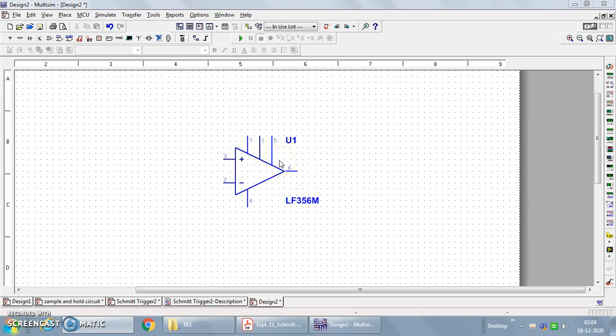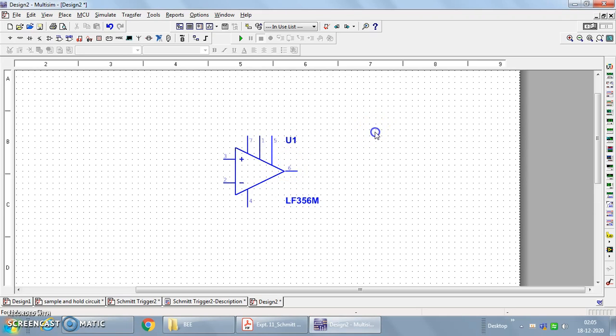Pin number 5 is again an offset null pin, which is used to remove the offset voltage and balance the input voltage. Then at pin number 7 is the positive supply input and at pin number 4 is the negative supply input. At these two terminals we apply supply voltages equal in magnitude and opposite in direction. We'll be using plus or minus 15 volts here. Pin number 8 is not shown here because it is normally not connected.